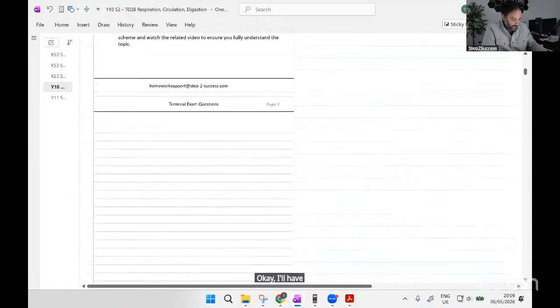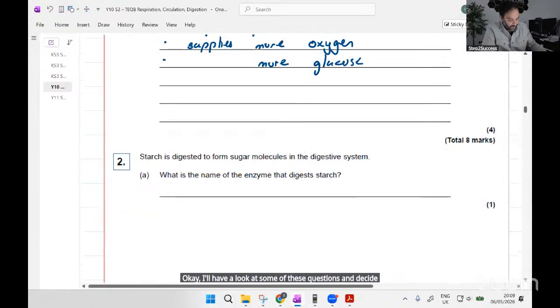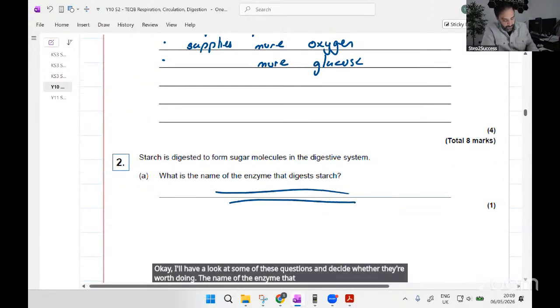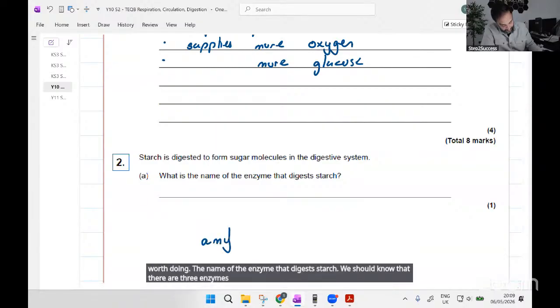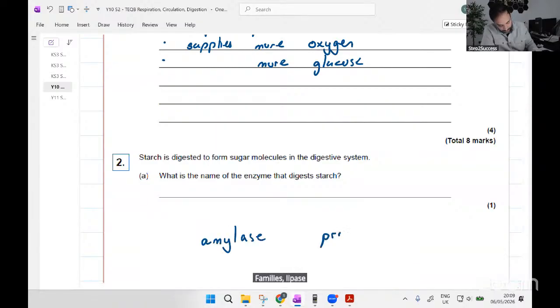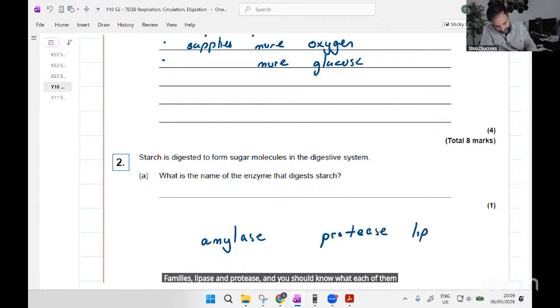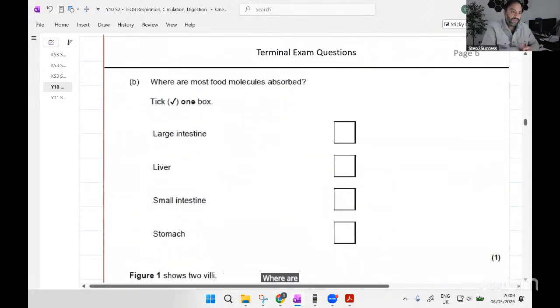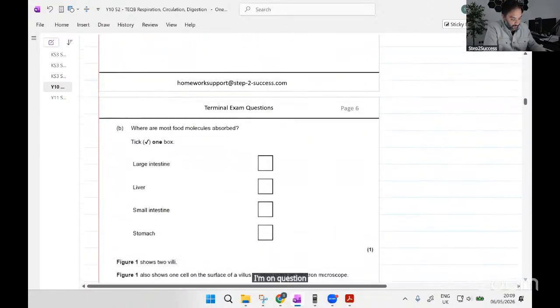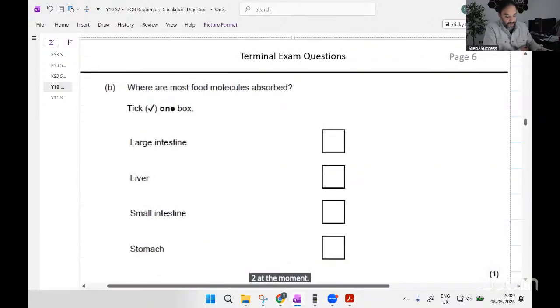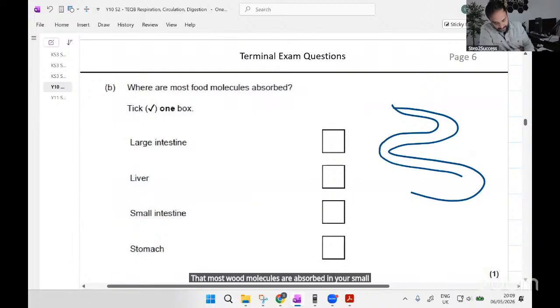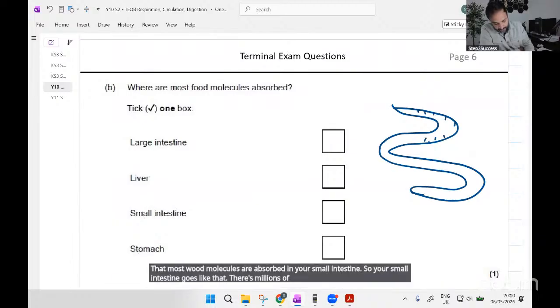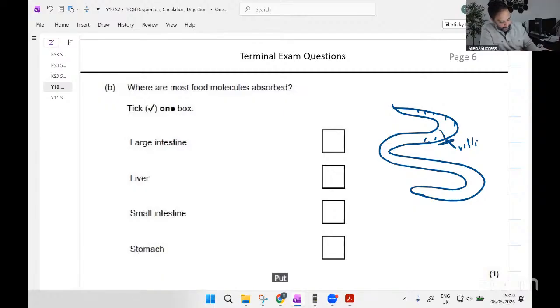Okay, I'll have a look at some of these questions and decide whether they're worth doing. The name of the enzyme that digests starch. We should know that there are three enzymes, amylase, lipase, and protease, and you should know what each of them digests, regardless of what year you're in. Where are most food molecules absorbed? I'm on question 2 at the moment. Most food molecules are absorbed in your small intestine. So your small intestine goes like that. There's millions of these little structures called villi in your small intestine, and they absorb the food and put it into the blood. Small intestine.